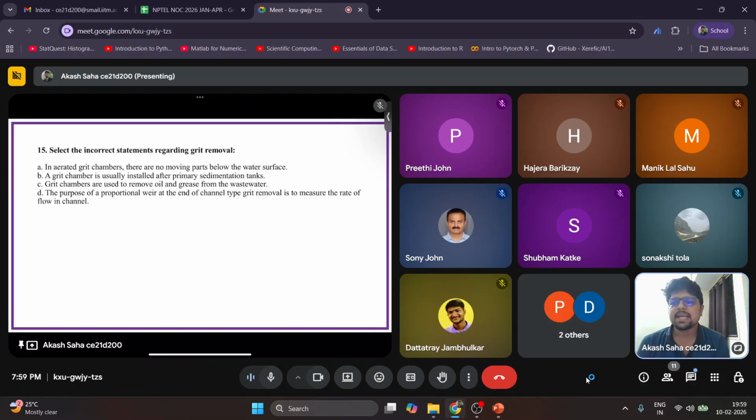Next, select the incorrect statement regarding the grit removal. In aerated grit chambers, there are no moving parts below the water surface. A grit chamber is usually installed after primary sedimentation tank. Grit chambers are used to remove oil and grease from the wastewater. The purpose of proportional weir at the end of channel type grit removal is to measure the rate of flow in channel. So here again, there can be more than one correct answer. So please answer both of the options.